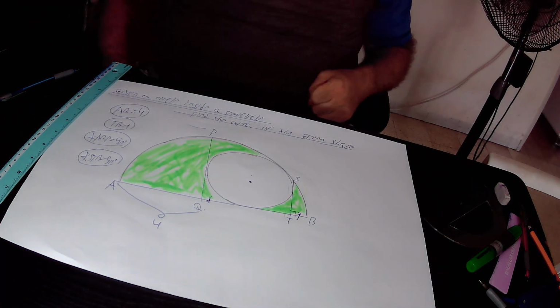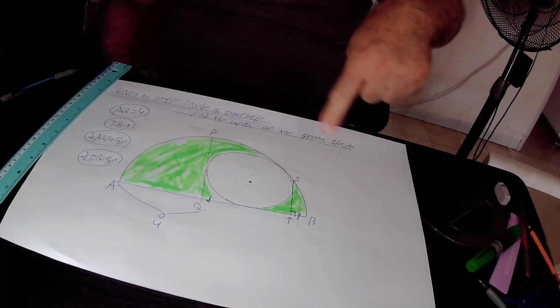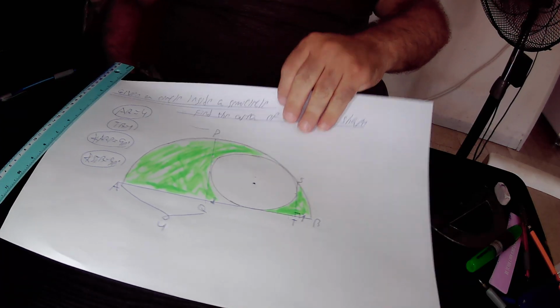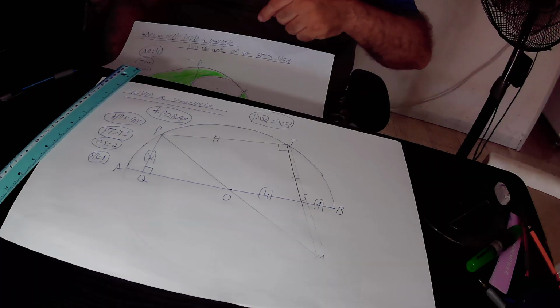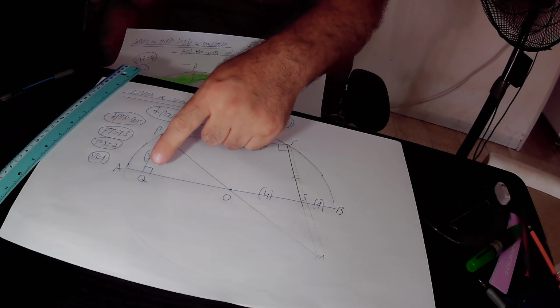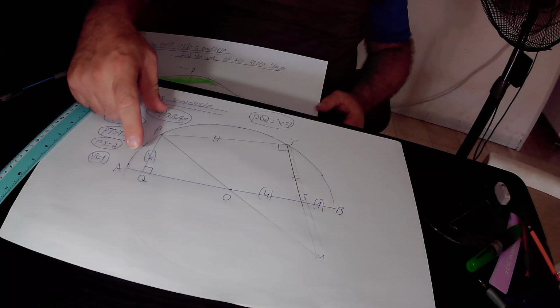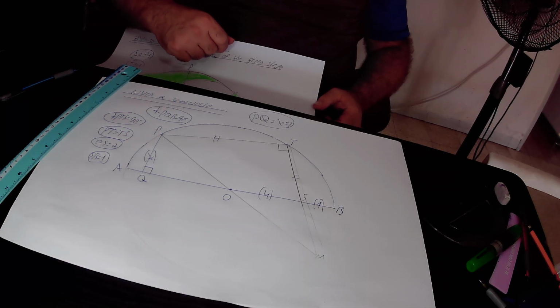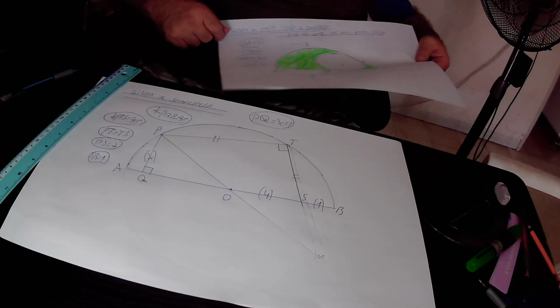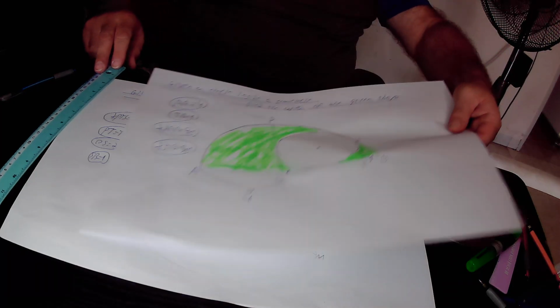And now in this lecture we answer two questions. In the first question we find out the area of this green shape, and in the second question we find out the length of this line segment PQ. We find out the length of this line segment PQ that is equal to x. We have to find out the value of x. So we start with the first question.